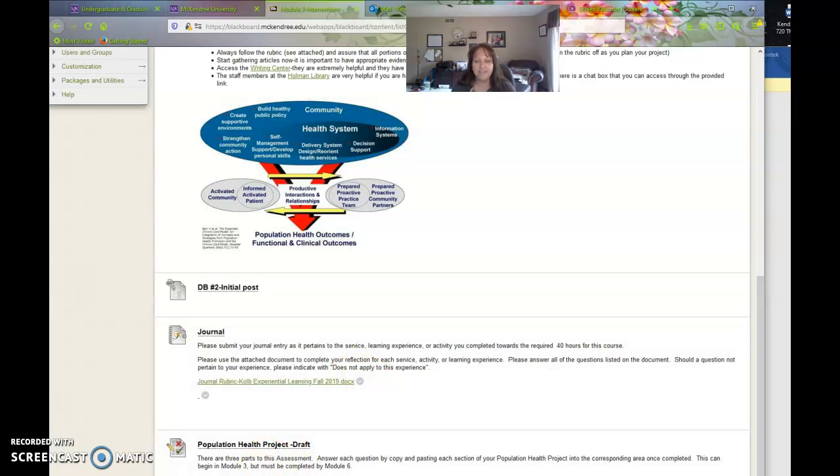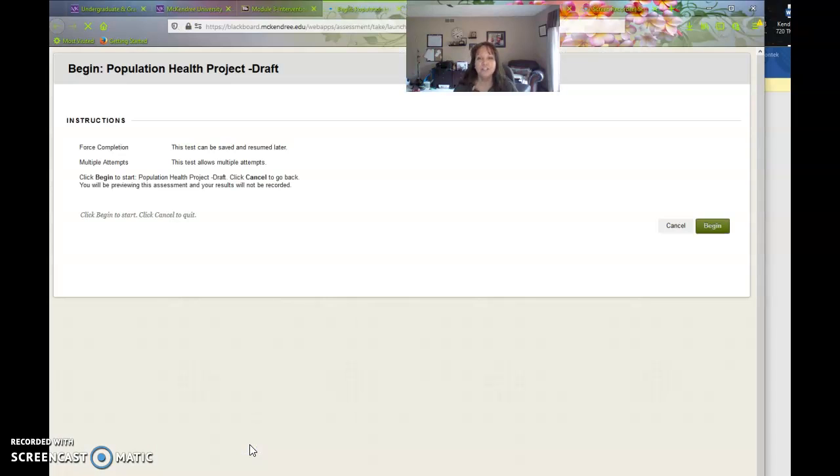And then, of course, we have the Population Health Project draft. So this is an easy, simple assessment. You just go in. It's kind of like that quiz format, if you will. And then you can answer each question. You can copy and paste it from a Word document and then just put that into the comment box, okay? I hope that makes sense. If you have questions about that, let me know, but you should be able to go in there. So you just click begin.